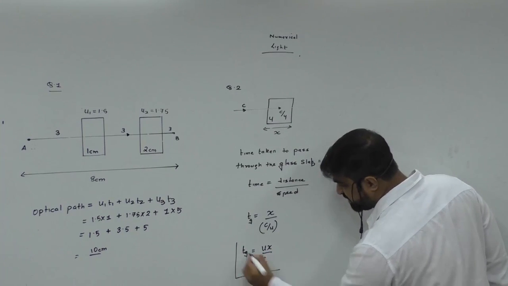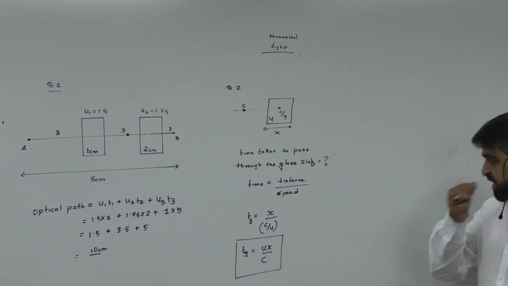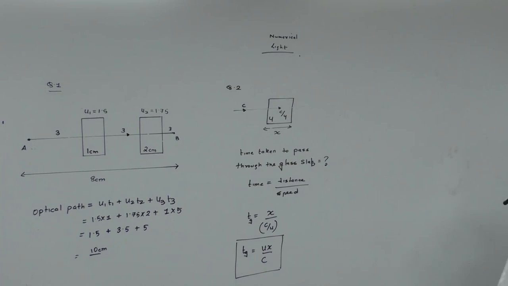This you can remember directly. Time taken to pass through a glass slab is mu x by c. Time taken to pass through a glass slab is mu x by c. The standard result, and it comes in the exam.